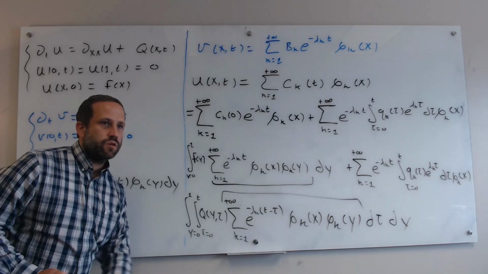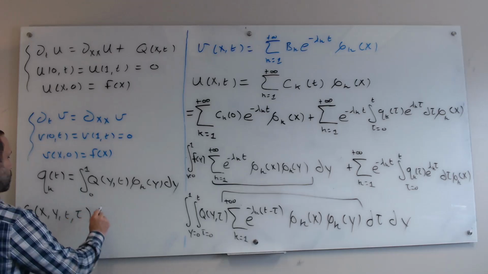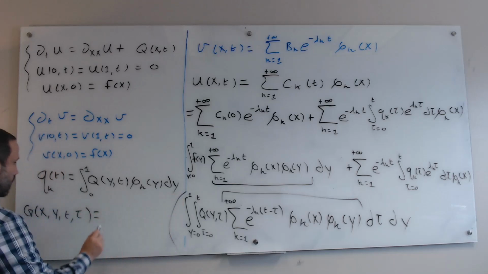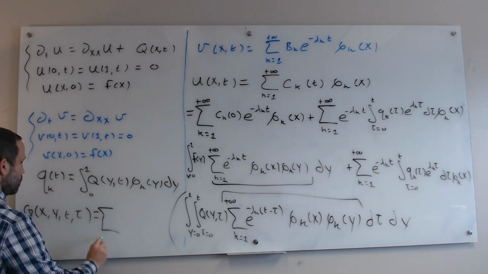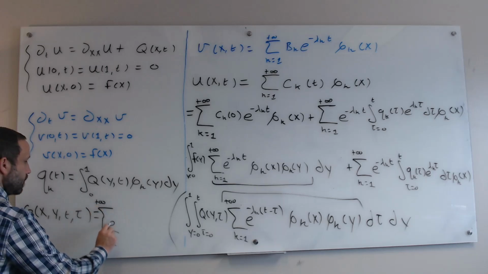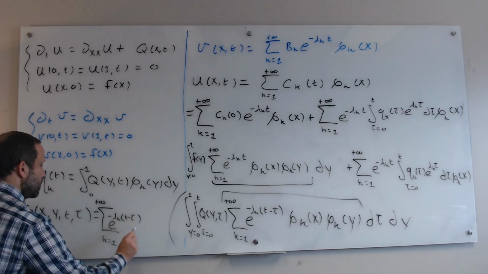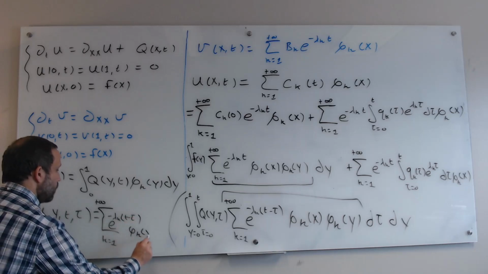So that function right there is something called the Green's function. We're going to write it in the following way, and we're going to look more at the Green's function in the following video. So one way that we can think about the Green's function is I can think of it as g of x, y, t, tau is equal to the sum k equals 1 to infinity e to the minus lambda k t minus tau phi k of x, phi k of y.